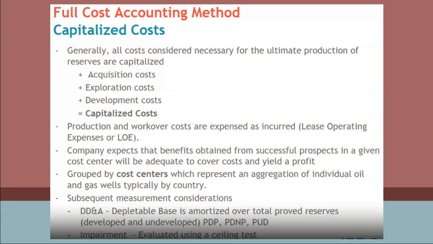These costs are grouped by cost center, which represents an aggregation of individual oil and gas wells, typically by country. There are also some subsequent measurement considerations that we'll talk about here in a bit, so keep that in mind. If your company is full cost and you're looking at these calcs, you only need one reserve report.